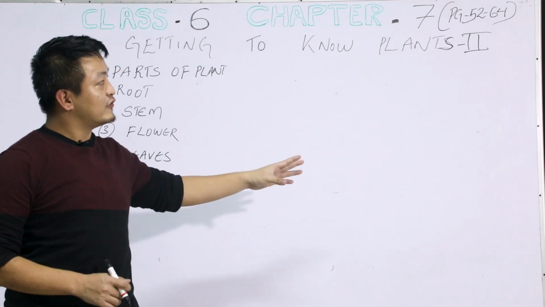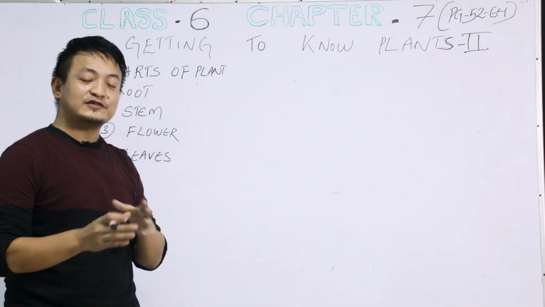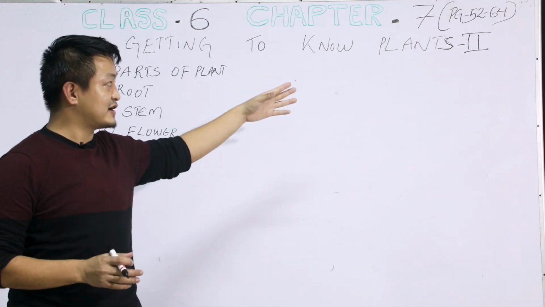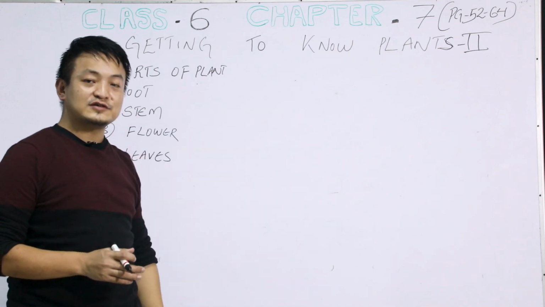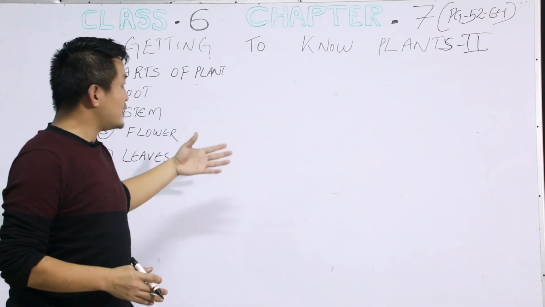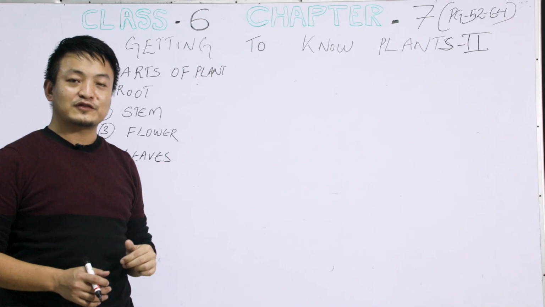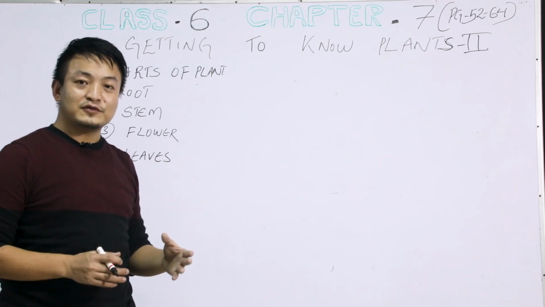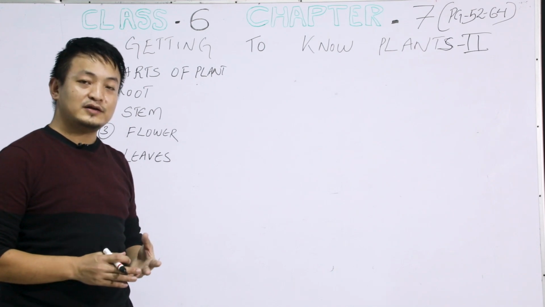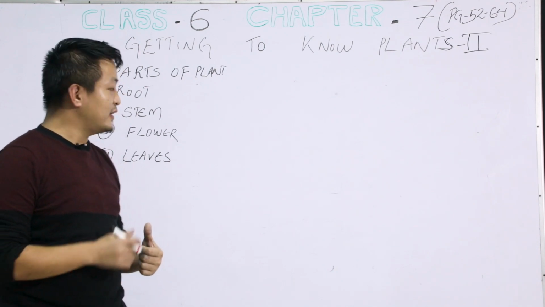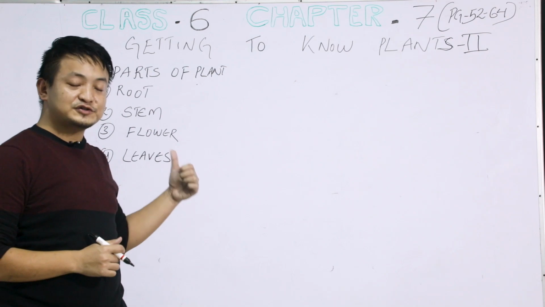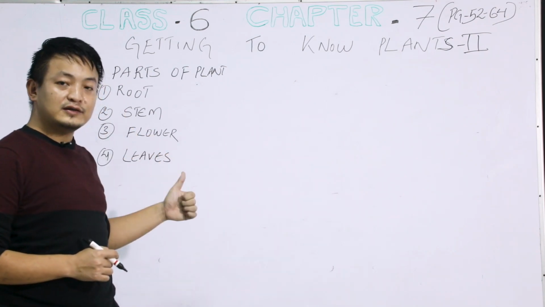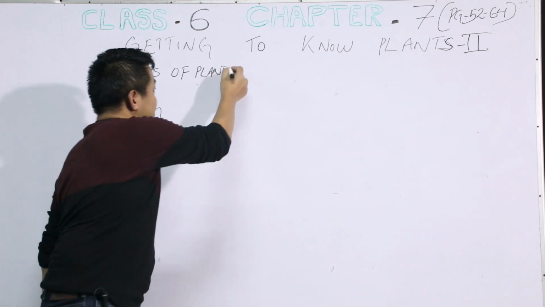You can refer to pages 52 to 64. You'll find this chapter in your NCERT textbooks, pages 52 to 64. You can mark the important points in the textbook as well. We have completed the root system. We are studying the parts of a plant, and today we'll complete the other three parts, that is the stem, flower and leaf. So now let's start with the stem.